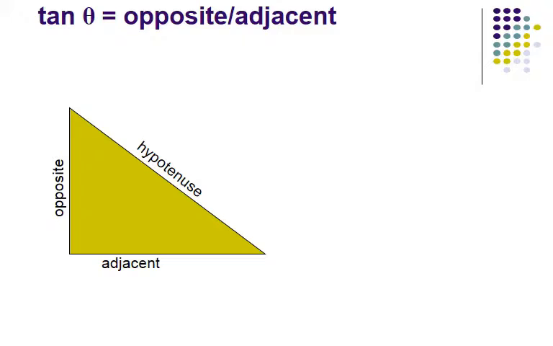Okay, let's look at the final trig function. In this case, let's say we know the angle is 35 degrees, and the opposite side is 10 meters, and we want to know how long this side is.